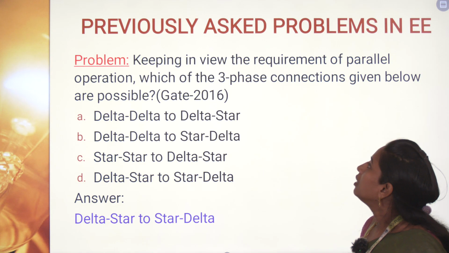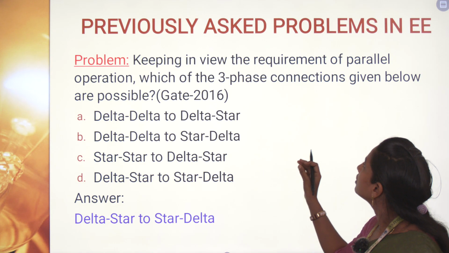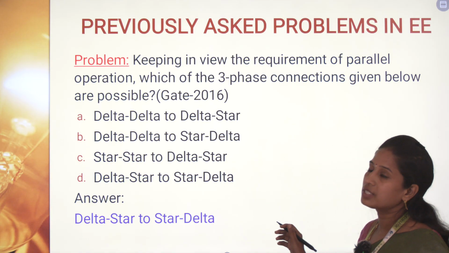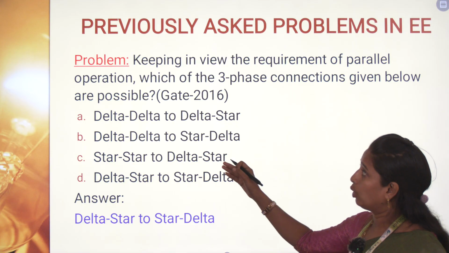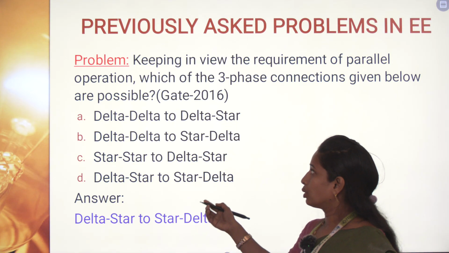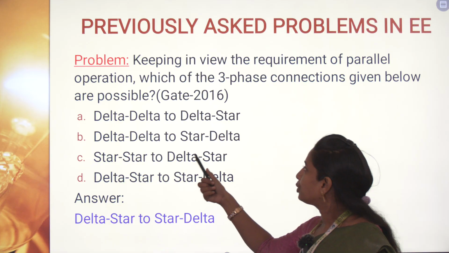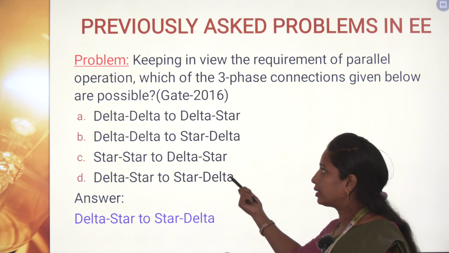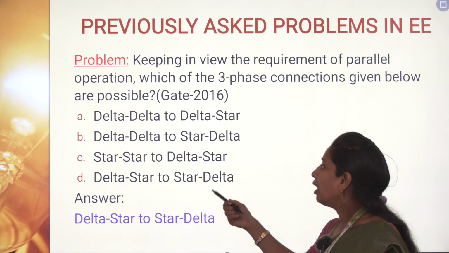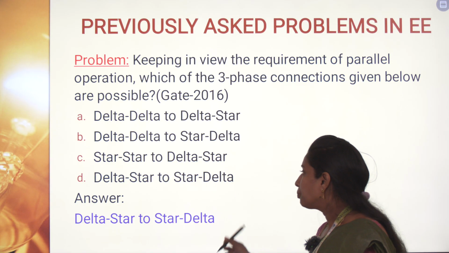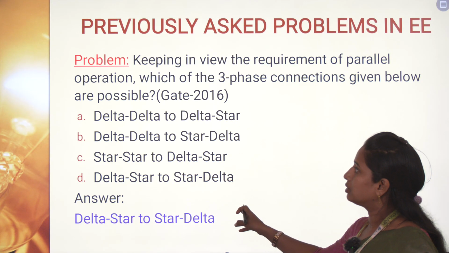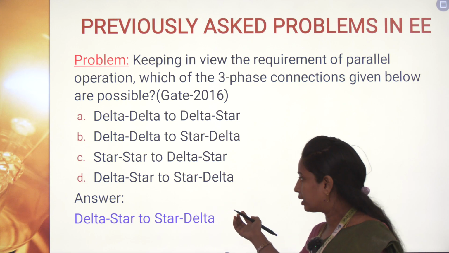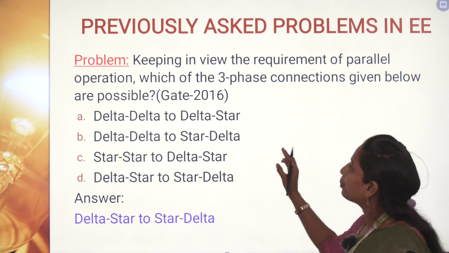And the next one: keeping in view the requirement of parallel operation, which of the three-phase connections given below is possible? As I said previously: delta to delta, delta to star, star to delta, star to star, and delta star to star delta. Compared with all the connections, delta star to star delta is the better one, giving the possible connections.